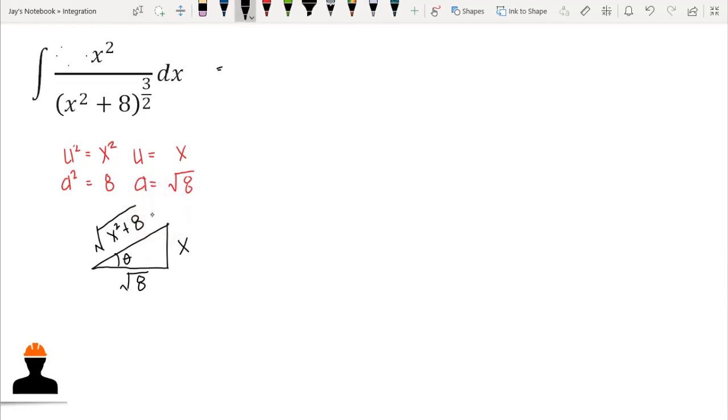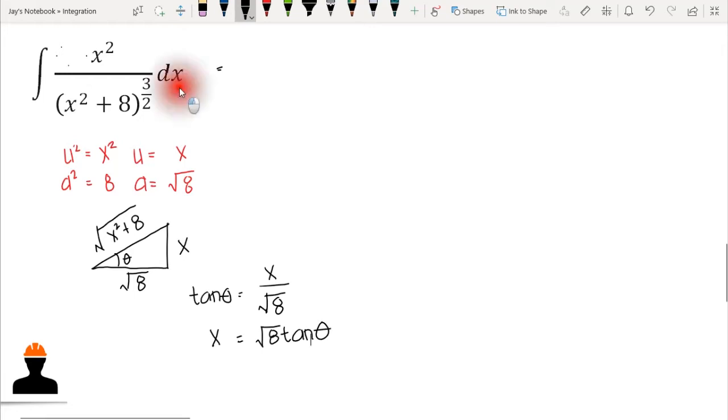So therefore, let's change everything by first creating a trigonometric function from this right triangle. We can use tangent theta here. And our tangent theta is the opposite over the adjacent. And then we can say that x here is just the square root of 8 tangent of theta. But since in our function we have dx, we need to differentiate x here, and this would give us square root of 8 secant squared theta d theta.